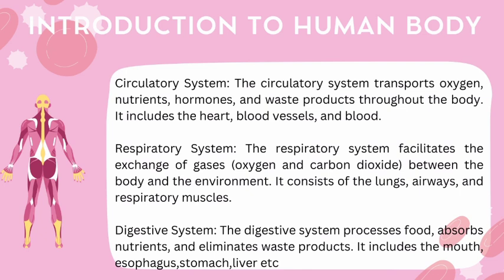Fourth, circulatory system. The circulatory system transports oxygen, nutrients, hormones, and waste products throughout the body. It includes the heart, blood vessels, and blood. Fifth, respiratory system. The respiratory system facilitates the exchange of gases, oxygen and carbon dioxide, between the body and the environment. It consists of the lungs, airways, and respiratory muscles. Sixth, digestive system. The digestive system processes food, absorbs nutrients, and eliminates waste products. It includes the mouth, esophagus, stomach, liver, etc.